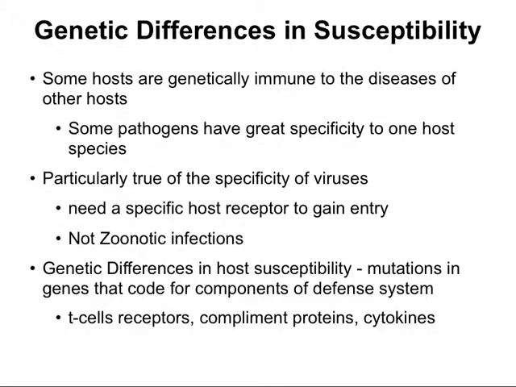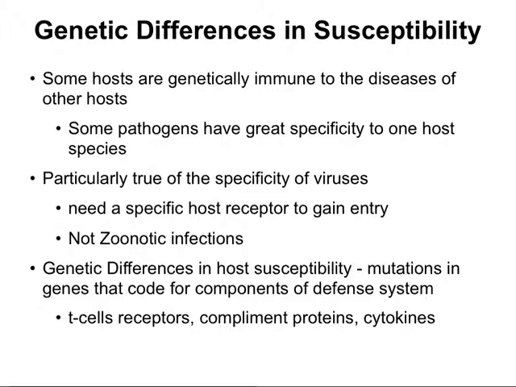Finally, when we consider our barrier defenses, there are some differences in genetic susceptibility. Some pathogens have a great specificity to one host species. That is, some hosts are genetically immune to the diseases of other hosts. For example, you won't see a human get cat distemper, and cats certainly can't get mumps from humans.